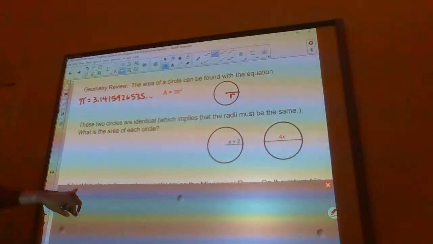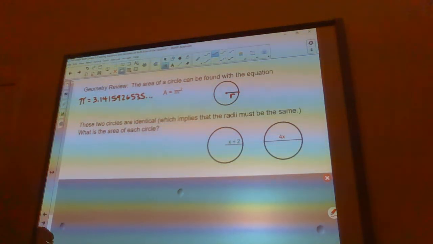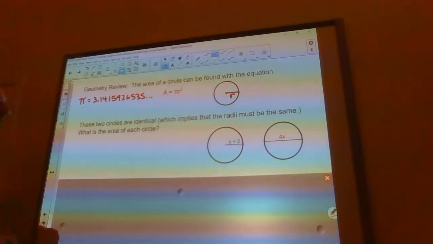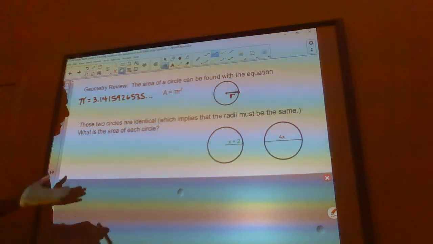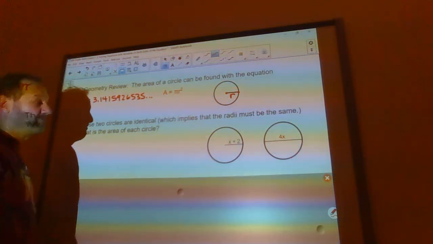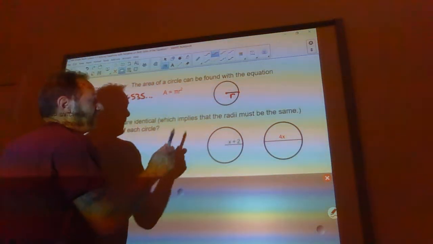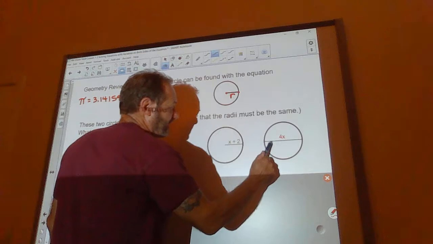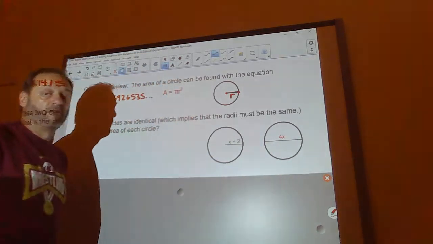Anyway, these two circles here are identical, which implies the radii have to be the same. Remember, radii is plural for radiuses. Okay, so what's the area of each circle? Well, how do you tell that? I don't know what the radius is. Well, I can figure it out. Now, here's the tricky part. This is a radius, x plus 2. This is a diameter, 4x.